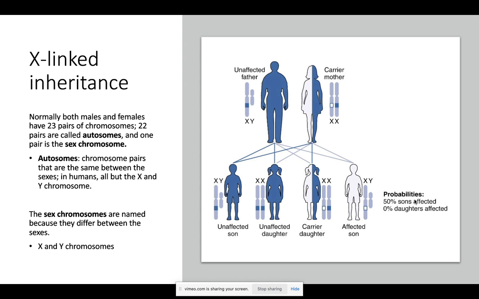So the probabilities, if you're a mathematic person, you can see 50%, one of two, is affected, whereas 0% of the daughters are affected. And that would be approximately 50% of the daughters are carriers. Again, that would be one of two.